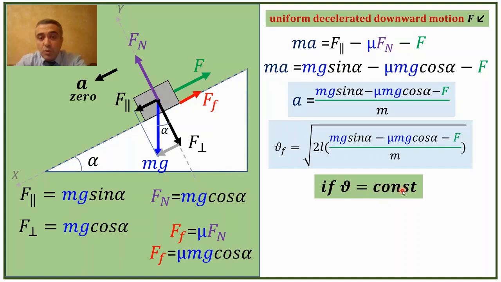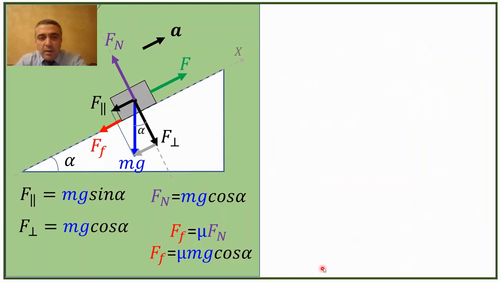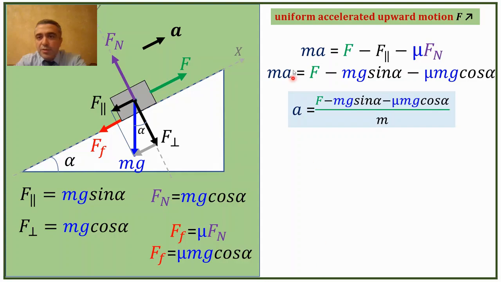Velocity becomes a constant, so the resultant force is zero. And if we change the position of the green color force and the friction force, we can obtain this equation like this. And here is the uniform accelerated upward motion.